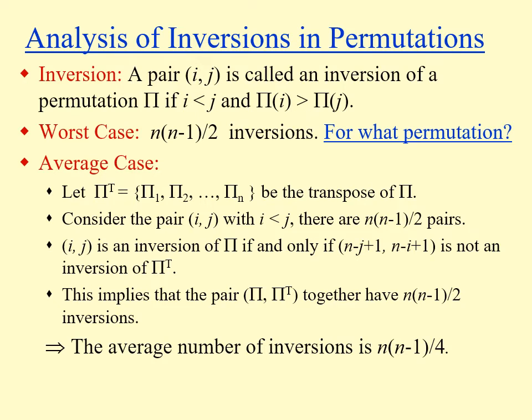Any two numbers from this sequence pi. Okay, so that's the pi and the pi transpose in total have this one. Then the average number of inversions is half. That means you consider all the cases. Some appears in pi, not appears in pi transpose.